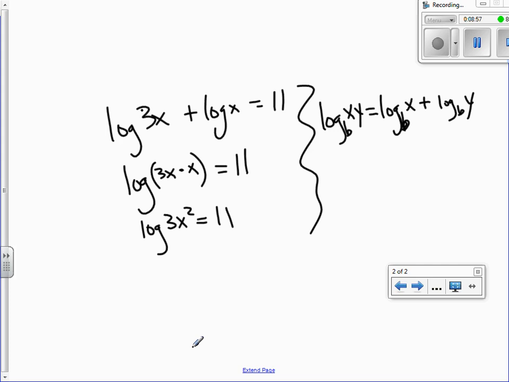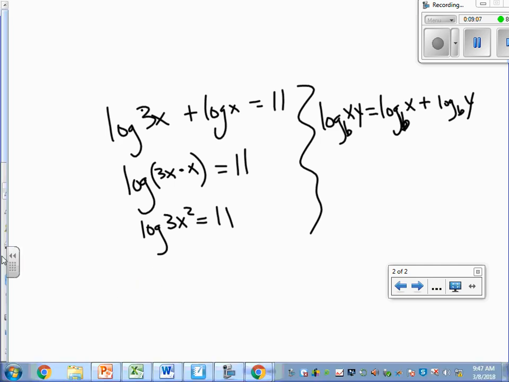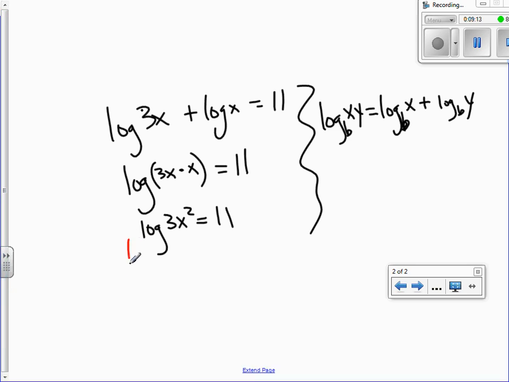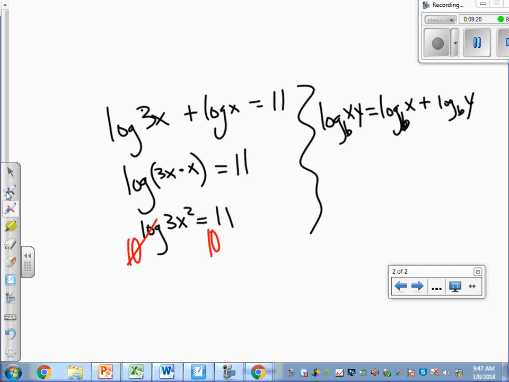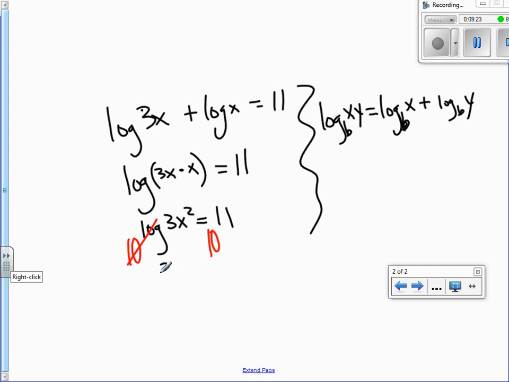To do that, I'm going to have to get rid of this log part. So to get rid of this log, we're going to use base 10 because that's what the base of this logarithm is. I'm kind of running out of space, so I really don't want to write a second line over again. I'm just going to squeeze the 10s underneath. We know that these go bye-bye because they're inverses of each other. My 3x squared is going to drop down. And now I have to figure out what 10 to the 11th is. And that number is going to be very, very large.